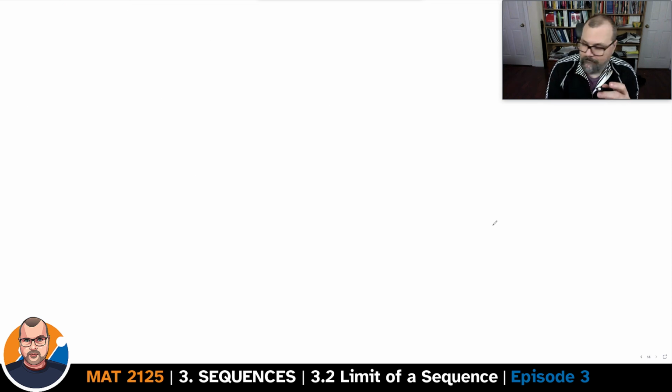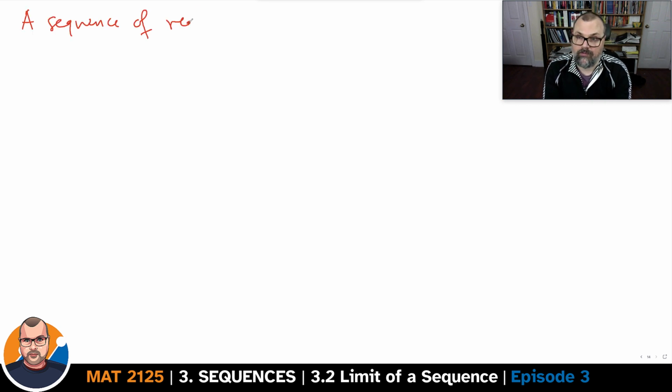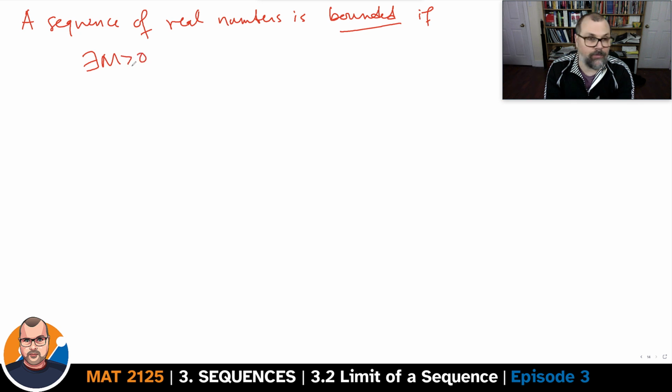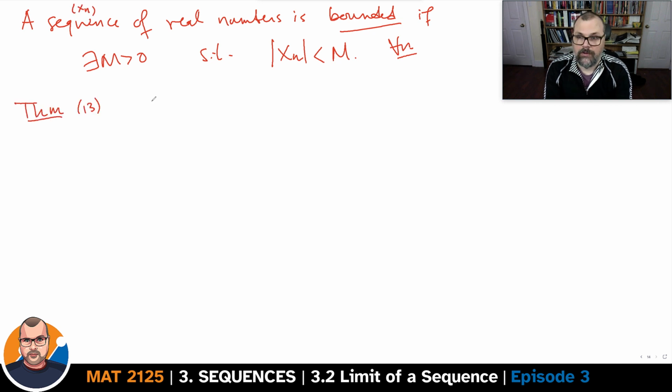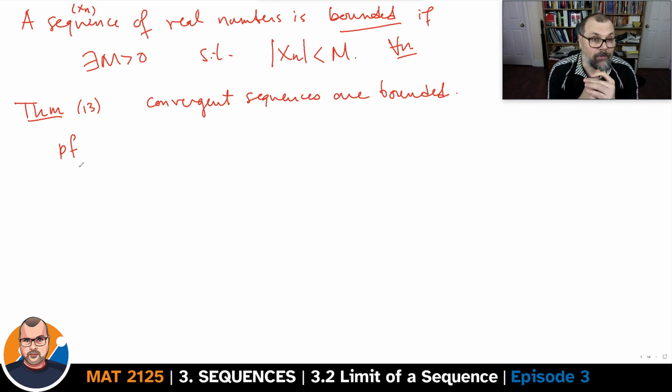We'll say that a sequence of real numbers is bounded if you can find some positive number m such that the absolute value of every term is smaller than m. Of course, here the sequence is the sequence xn. Now we have a nice theorem about this. Convergent sequences are bounded. If you use your intuition, that makes sense, right?